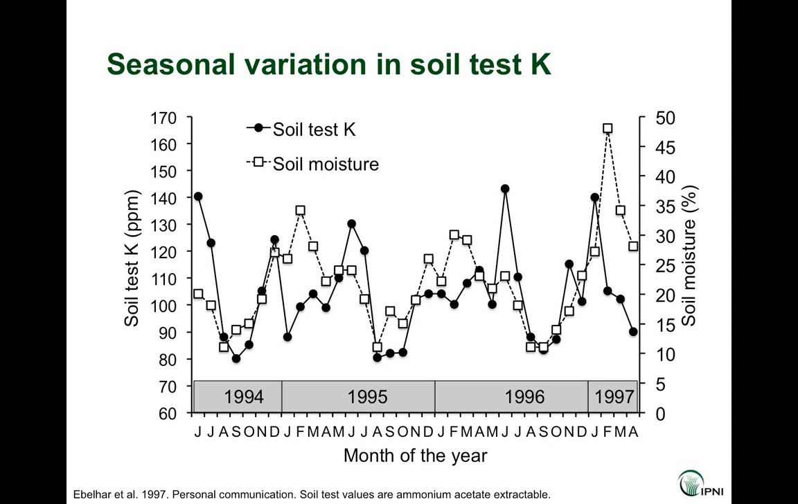So there was a direct association between soil moisture and soil test K, but the soil moisture did not explain all changes in soil test K. There were instances where the moisture increased and the soil test K level decreased. So it doesn't explain everything, but we think that the soil moisture is very important for helping interpret some of this seasonal variability in soil test K.